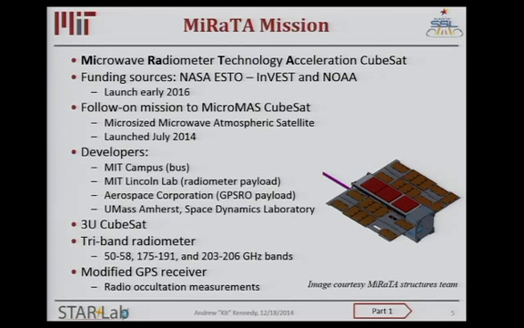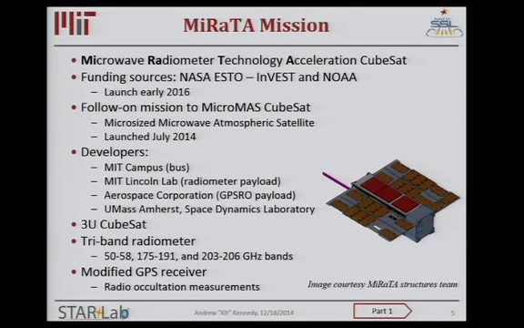What MiRaTA, this new CubeSat, is doing, the picture is there in the bottom right, is taking that radiometer and fixing it on the bus so it no longer rotates, but we're also adding another instrument, a GPS receiver for GPS radio occultation measurements. And I'll explain a little bit what those are on the next slide.